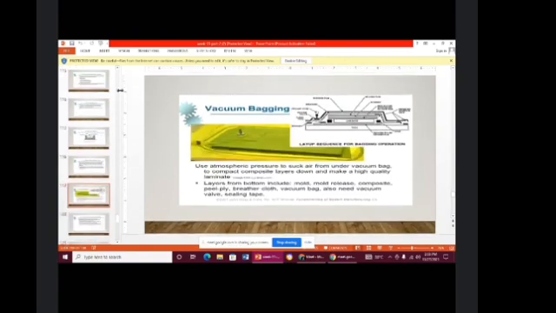This is vacuum bagging. This is the actual picture, and this is the diagram. It uses atmospheric pressure to suck air from the vacuum bag, to compact the composite layers down and make a high quality laminate. The layers from the bottom include the mold release, the composite, and the peel ply and breather cloth. The vacuum bag also needs the vacuum valve and sealing tape.